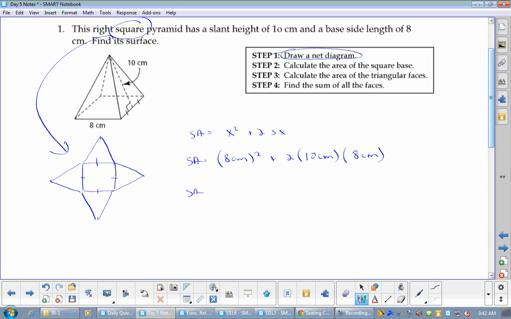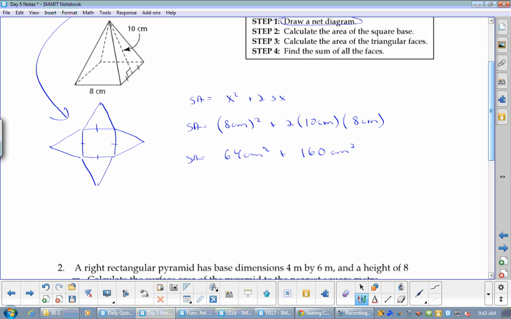So then surface area, this would be 64 centimeters squared. Now you wouldn't have to do this step. I would do it all in one shot in your calculator, but here we're just doing it in our head. 2 times 10 is 20, 20 times 8 is 160. And we'd add the two together. So surface area would be 224 centimeters squared.